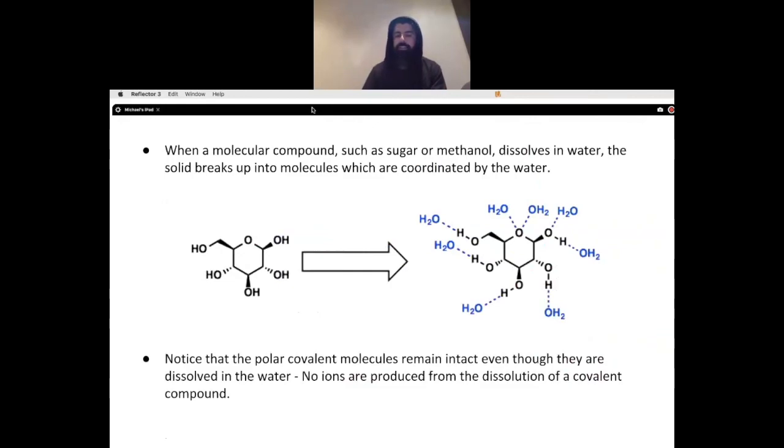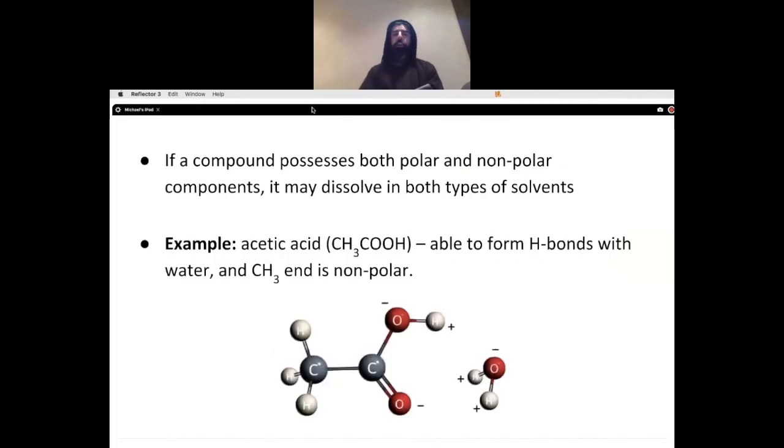Here's just a molecule of a sugar, and notice where the water molecules can actually surround the molecule of sugar. Even though it has a bunch of nonpolar ends, because it does have these polar ends, look at all these polar ends, lots of locations for water to be attracted to, hence the reason why sugar will dissolve in water. So if a compound possesses both polar and nonpolar components, it may dissolve in both types of solvents. It may dissolve in both nonpolar and polar.